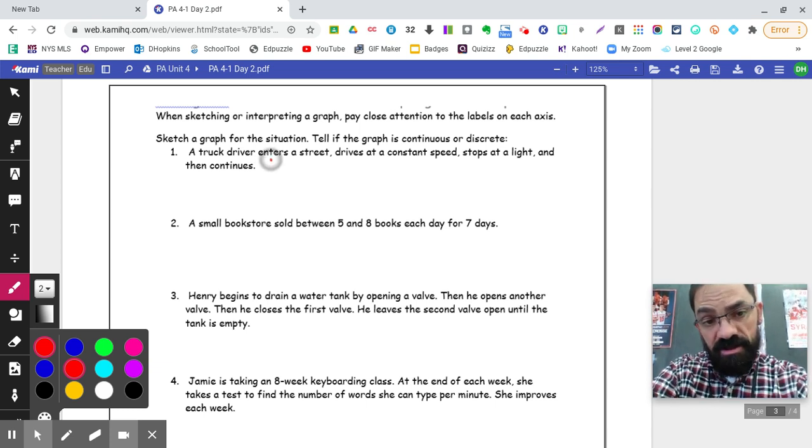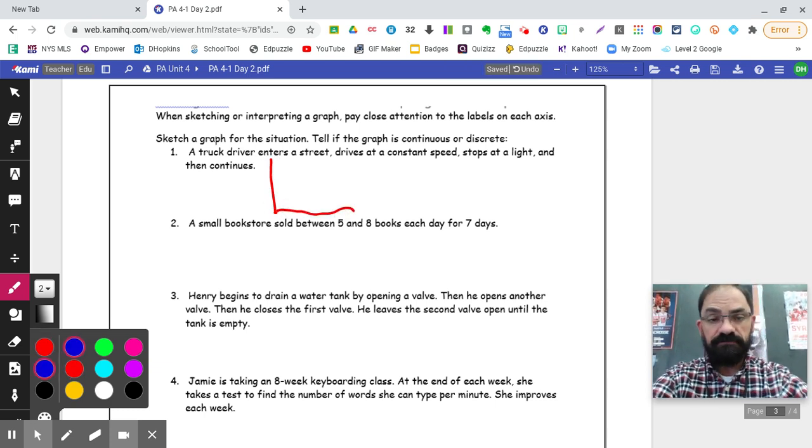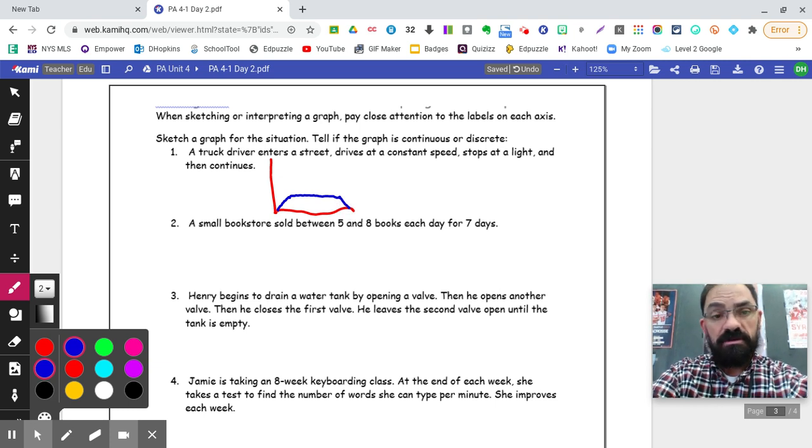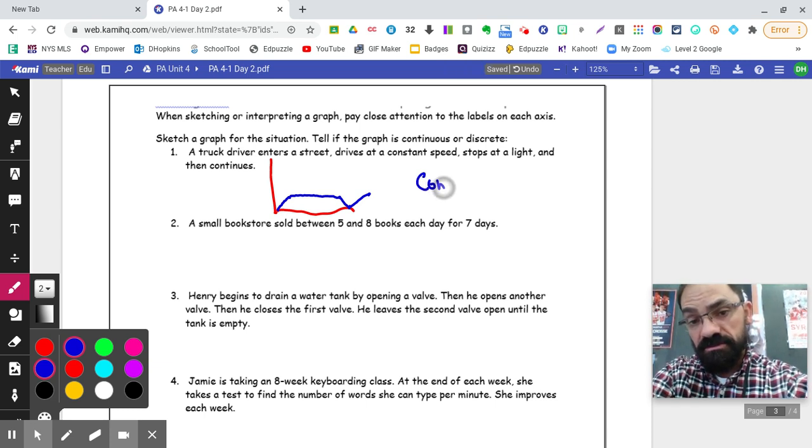All right, so if I have a set of axes, terrible straight line, but that's okay. A truck driver enters a street. So when he turns on, he goes from stopped to driving, so he's increasing his speed. He drives at a constant speed, stops at a light, so he has to slow down to come to a stop, and then he continues on his way. So that is a continuous graph.